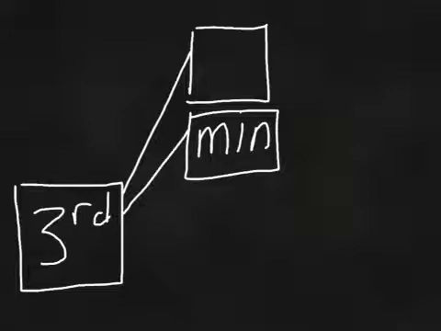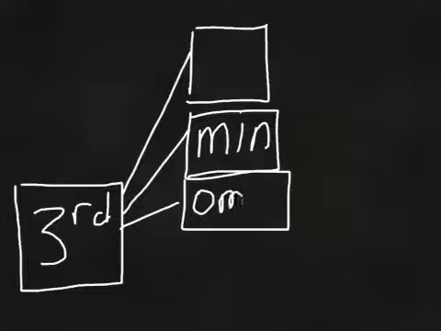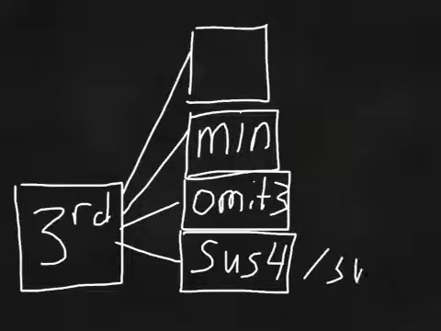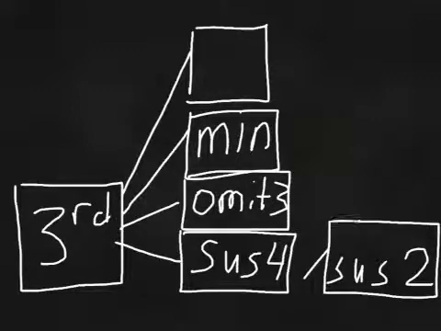If we don't want a third at all, we write omit 3. If the third is not there, but it will be there, it's, as we call it, suspended, we say sus, as an abbreviation for suspended. And here are two possibilities. It could be sus 4, or it can also be sus 2. So this is what we can say about the third.